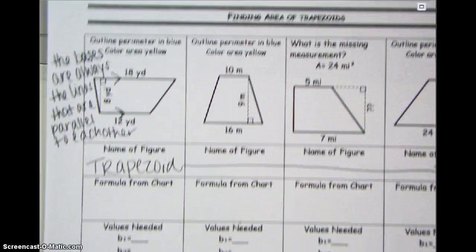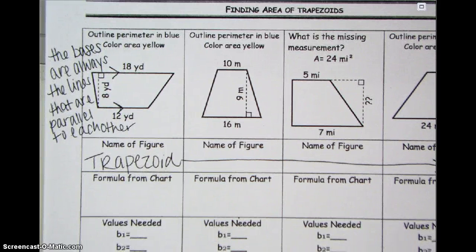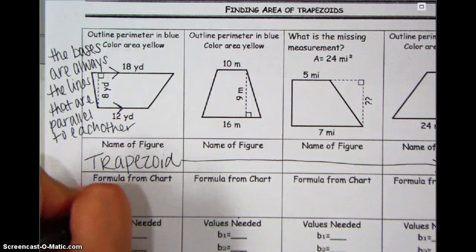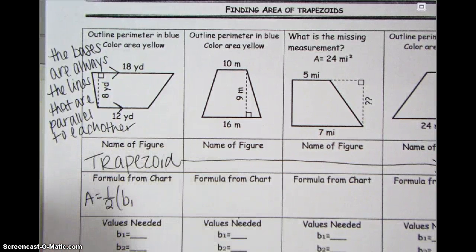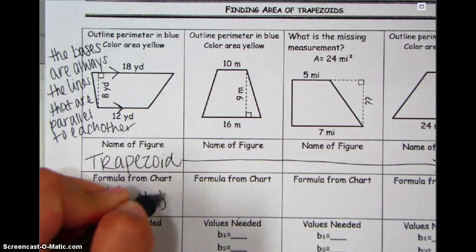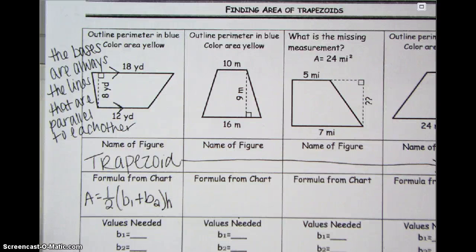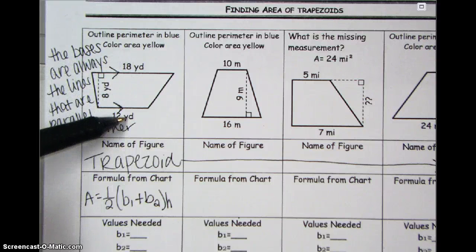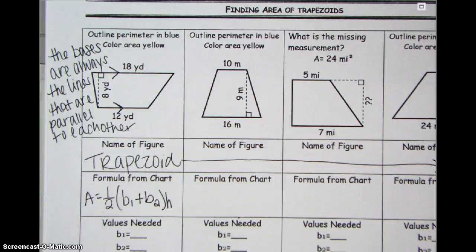The formula for area of a trapezoid is area is equal to half of my base 1 plus my base 2 times my height. And the reason we have base 1 and base 2 is you'll notice again the bases are the lines that are parallel to each other on a trapezoid, and we have two of those bases. So we'll end up having to add those together.